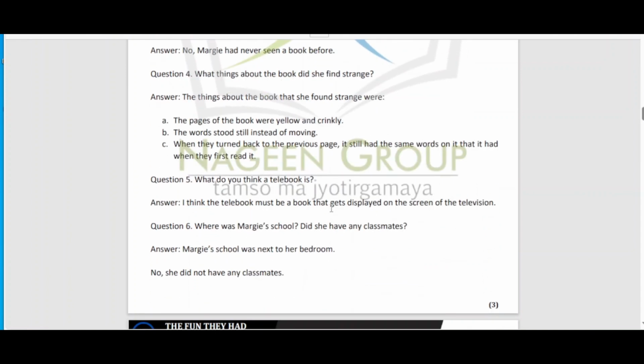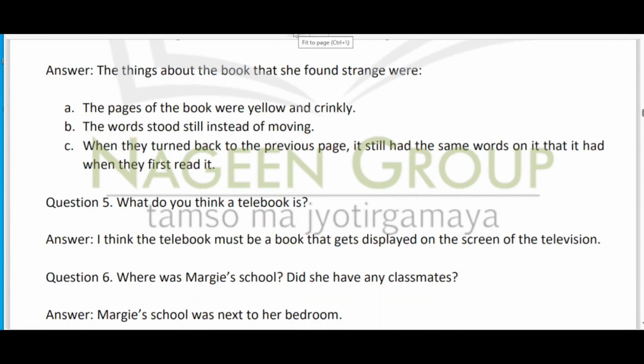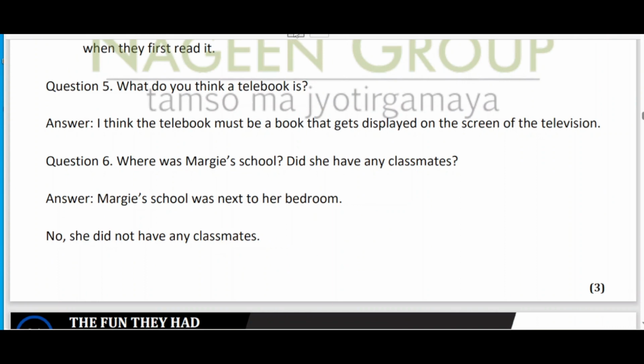Question number 5. What do you think a telebook is? Telebook means a book that gets displayed. It can be flashed always on the screen of their computer, their PC, their television, whatever is there. Next question number 6. Where was Margie's school? Did she find any classmate?